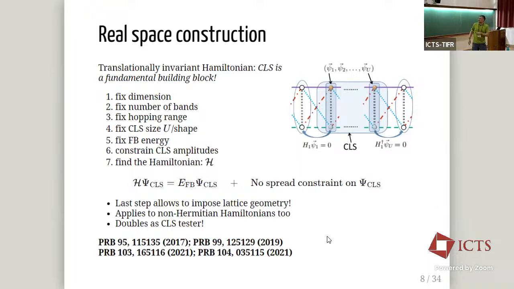In the simplest case, you can consider the two-band setting, just a ladder. And what you need to do is to set the CLS and then just make sure that under the action of the Hamiltonian, this is an eigenstate. So if you act on this probe state with your Hamiltonian, it doesn't spread out.